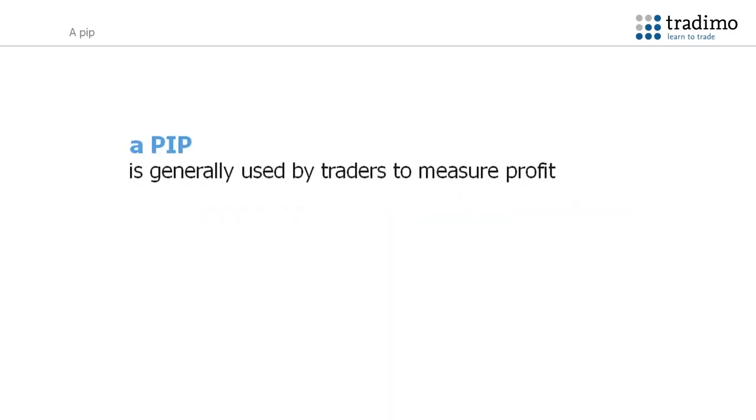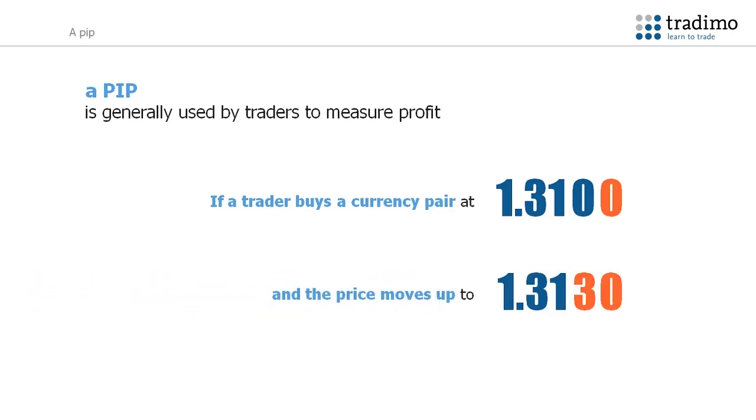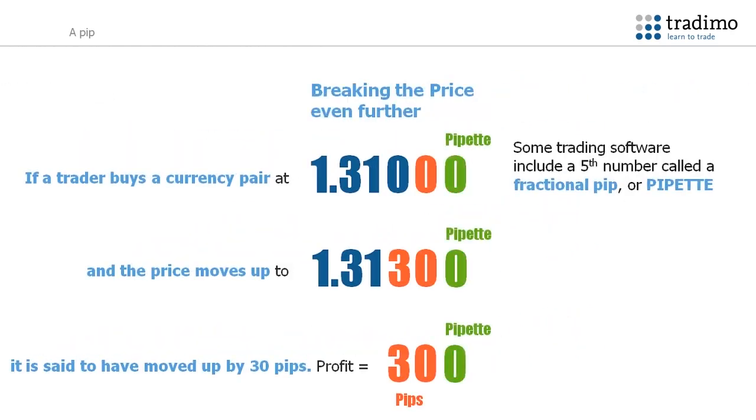Pips are how traders generally measure their profit. If a trader buys a currency pair, again the euro-US dollar at 1.3100, and the price moves up to 1.3130, it is said to have moved up by 30 pips, or the trader's gained a 30 pip profit. Some trading software make use of 5 decimal places, in which case the 5th number is called a fractional pip or pipette.